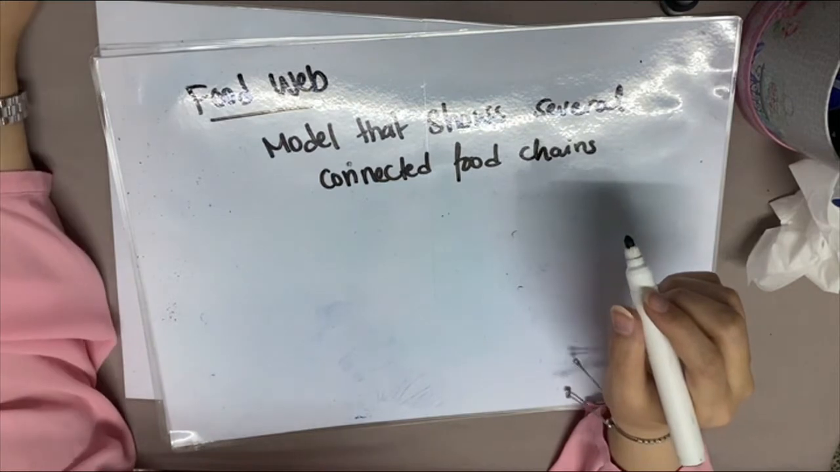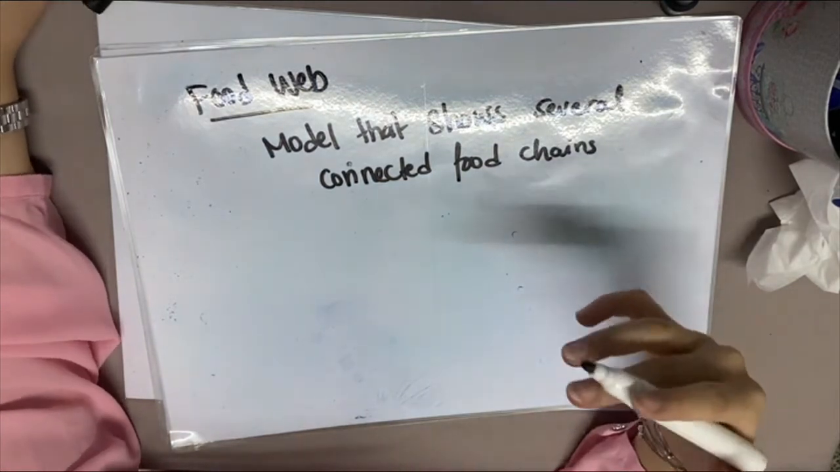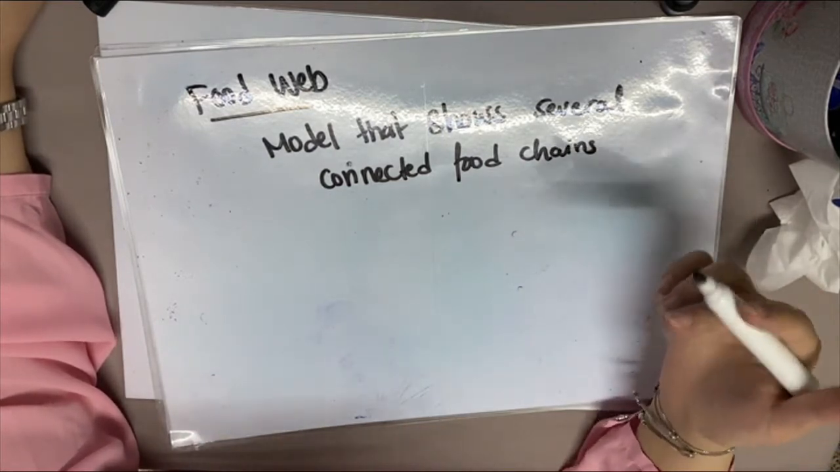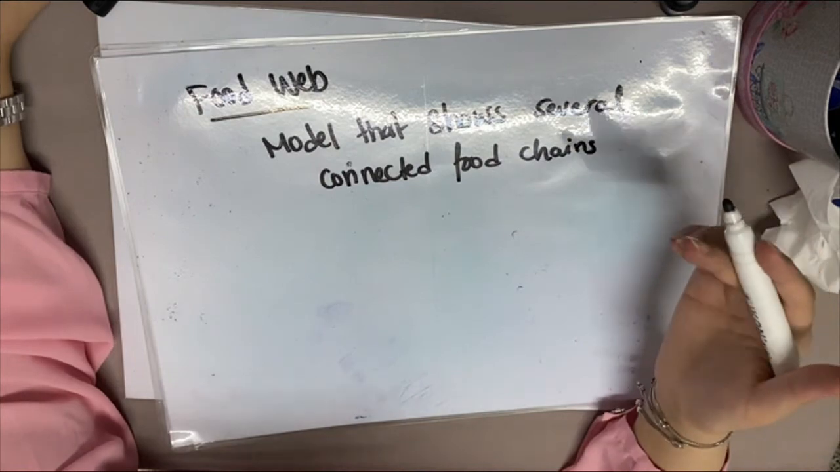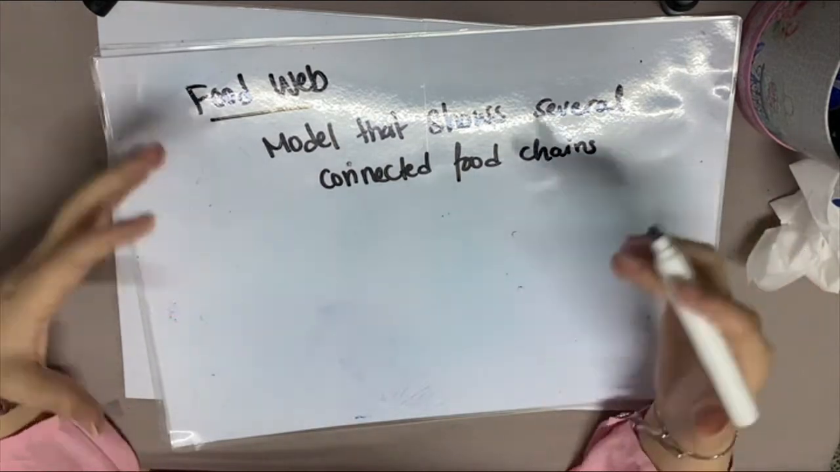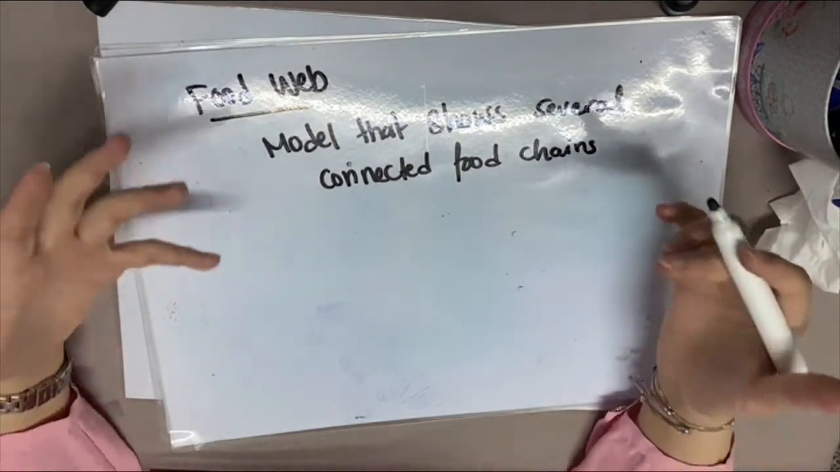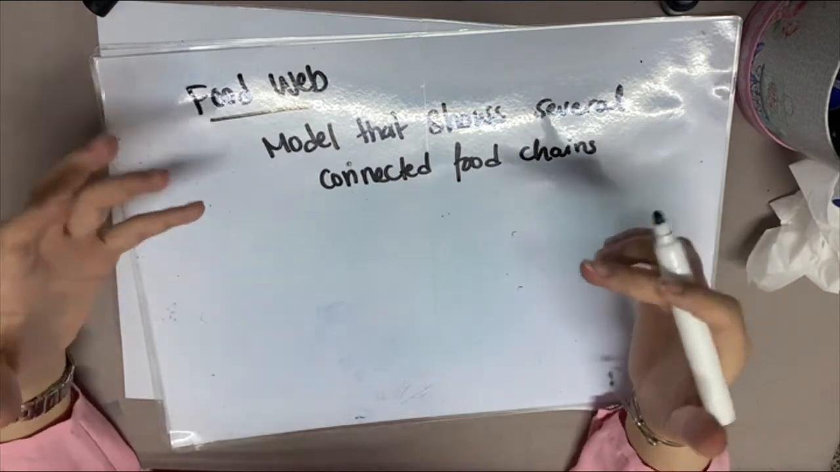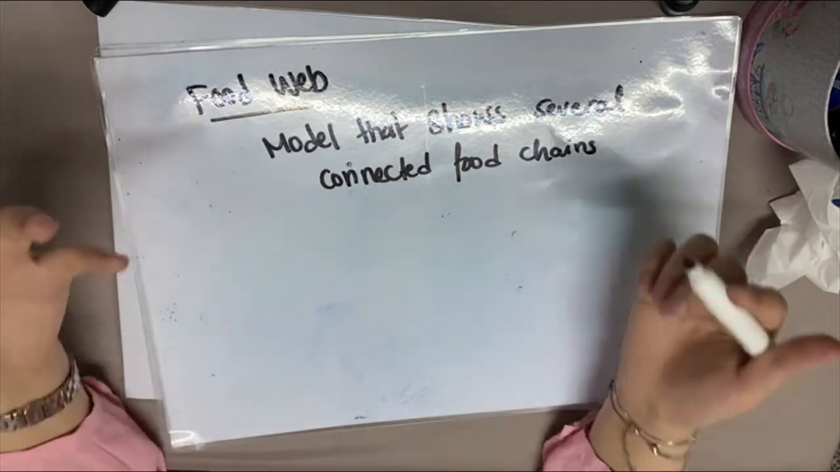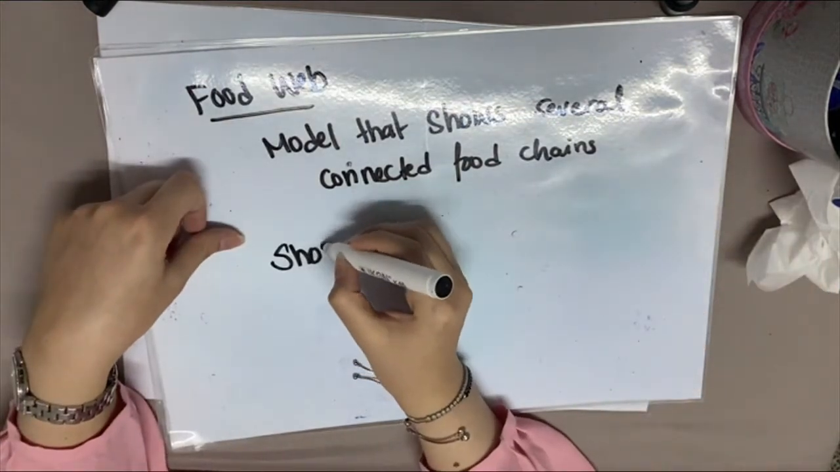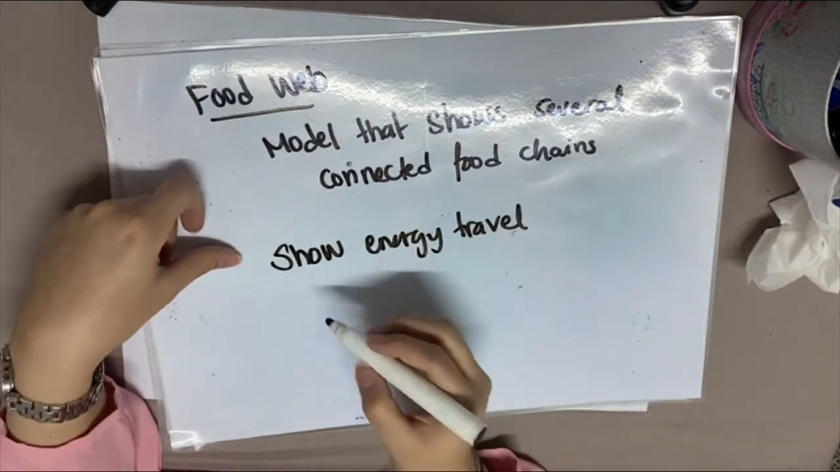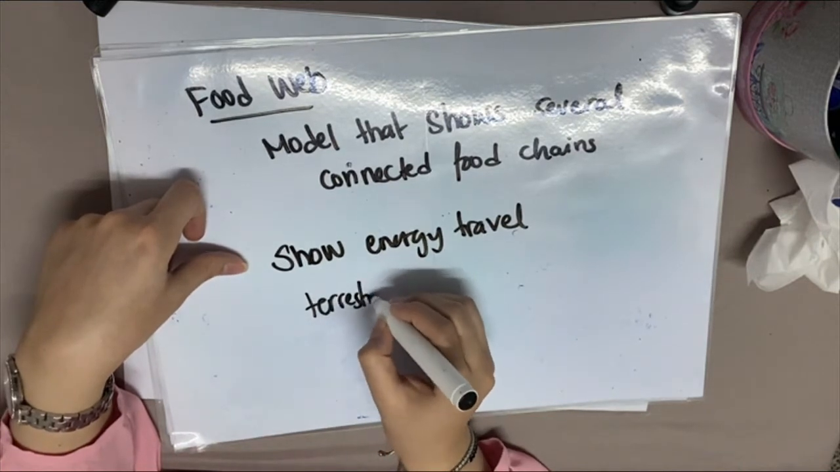So we agreed that the food chain shows how energy flows in an ecosystem through a feeding relationship. And then how about a food web? Well, a food web is a model that shows several connected food chains. A food web gives more information than a food chain. Why? Because as they show many ways energy flows in an ecosystem, it also shows how energy travels. Energy travels through terrestrial and aquatic biomes.